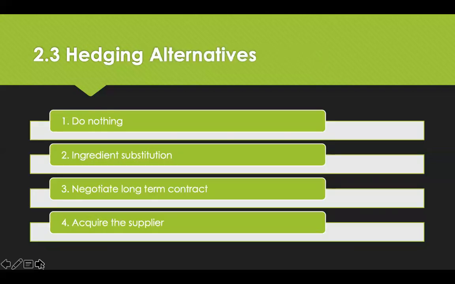And there are several other ways of dealing with volatile commodity prices besides hedging. Clearly, we can do nothing and pass the price on to the customer. We can go for an ingredient substitution, working closely with the manufacturer and supplier to find cheaper alternatives. We can negotiate long-term contracts that share the risk with the supplier, or we can acquire the supplier so you can control it within the organisation.